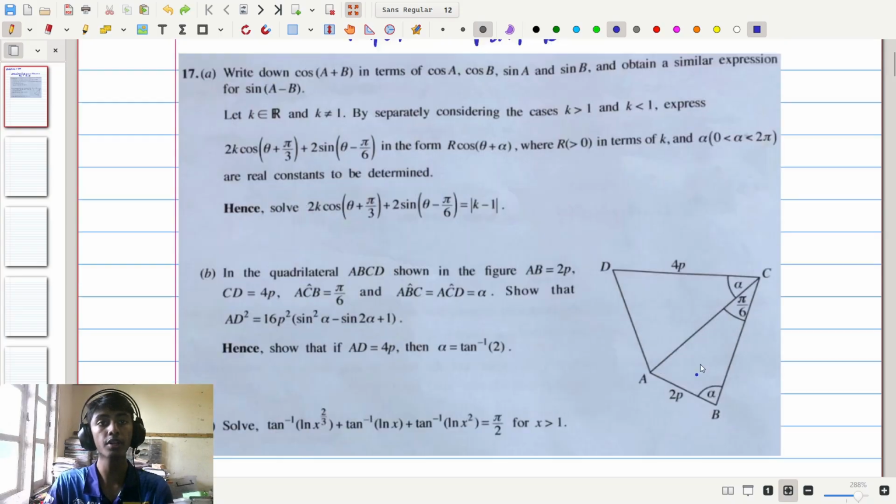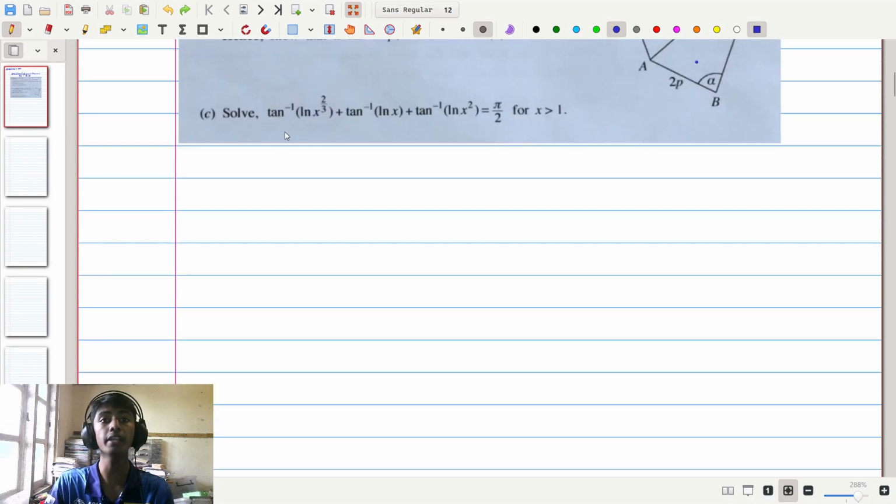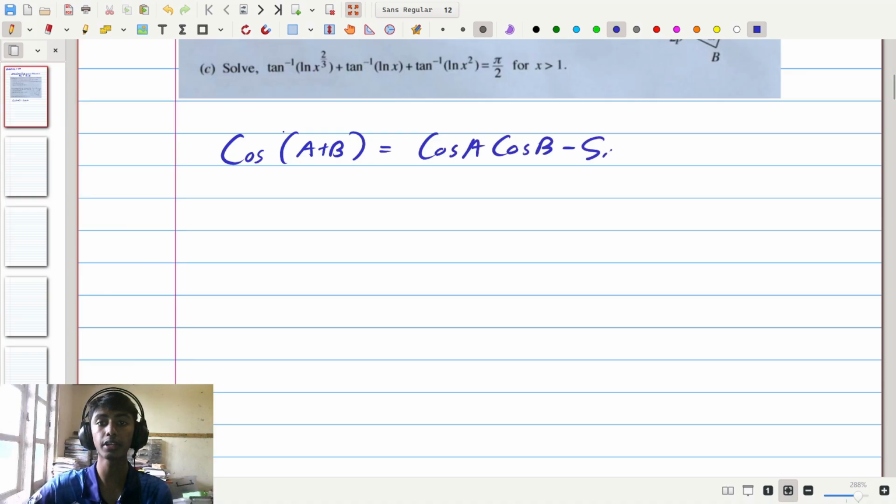Now moving on, for the first part of the question, we have to find the cosine of A plus B, and since we are told to write it down, we can directly write the identity that we know. So from our video on trigonometric identities, we know that the cosine of A plus B is equal to the cosine of A times the cosine of B minus the sine of A times the sine of B.